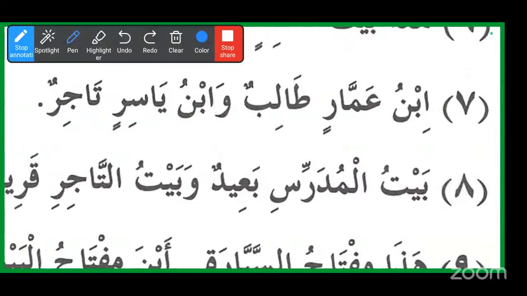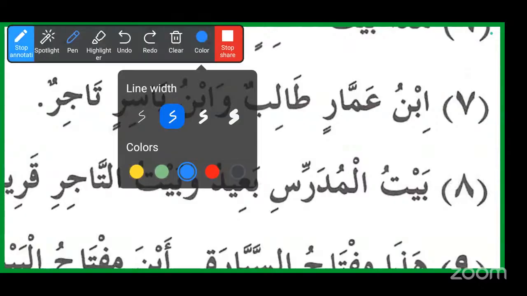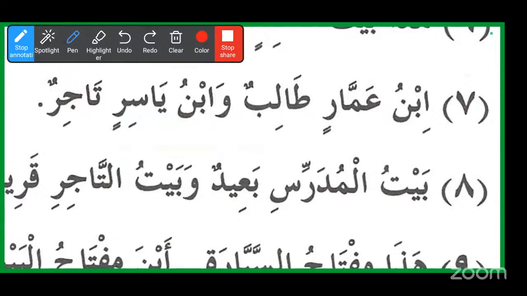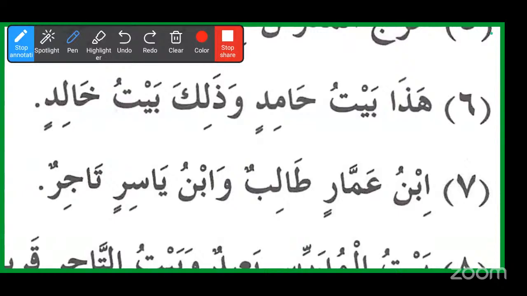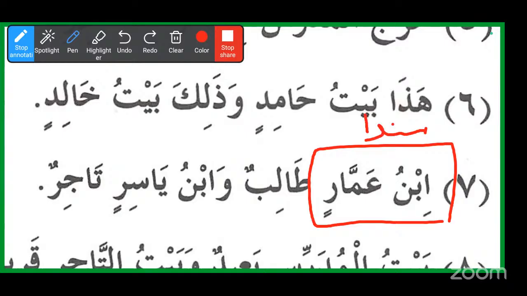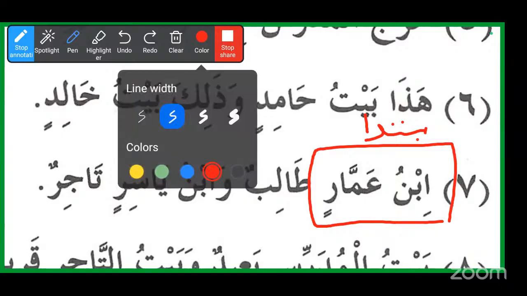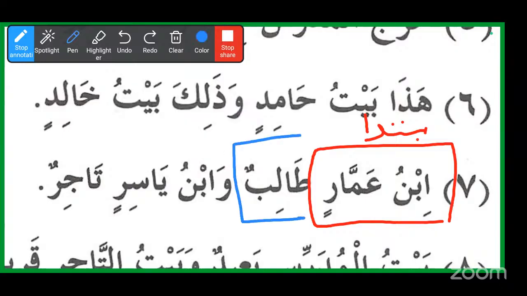Now, next sentence in the same formation. Ibnu Ammarin talibun. Now here, not the same situation. It's different. Ibnu Ammarin, mudaf mudafun ilayh, combined become what? Mubtada, because the sentence is about Ibnu Ammar. What is the khabar? Ibnu Ammar is a student. Talibun becomes the khabar. Mubtada is always marfu, khabar is always marfu.